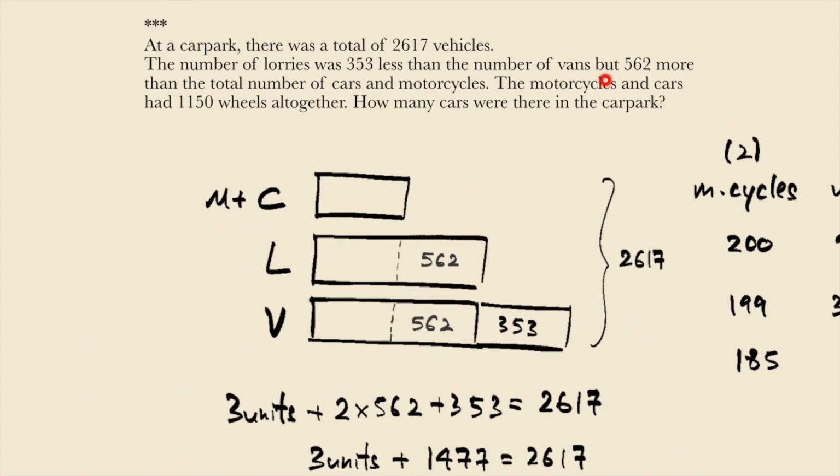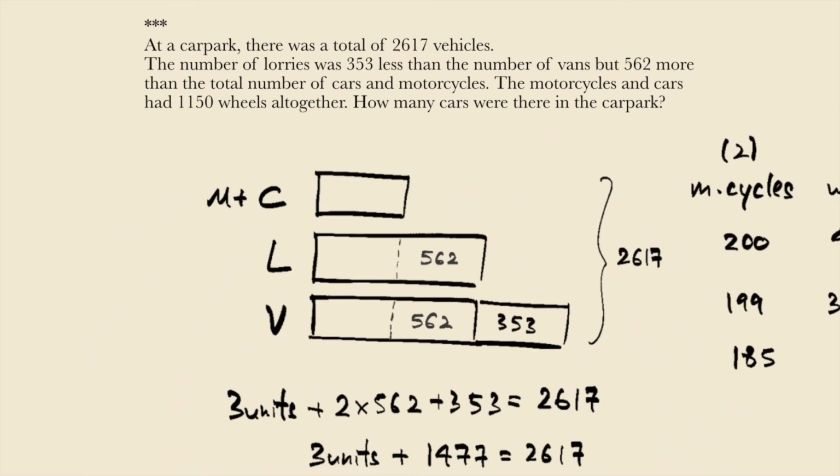We are still talking about lorries, by the way. Lorries are 353 less than vans. Lorries are 562 more than the number of cars and motorcycles. So whatever this bar is representing, the number of lorries is 562 more than the number of C's and M's, so the number of C's and M's is actually shorter by 562. Then consider that the total is 2617, which means we can find out 1 unit here.